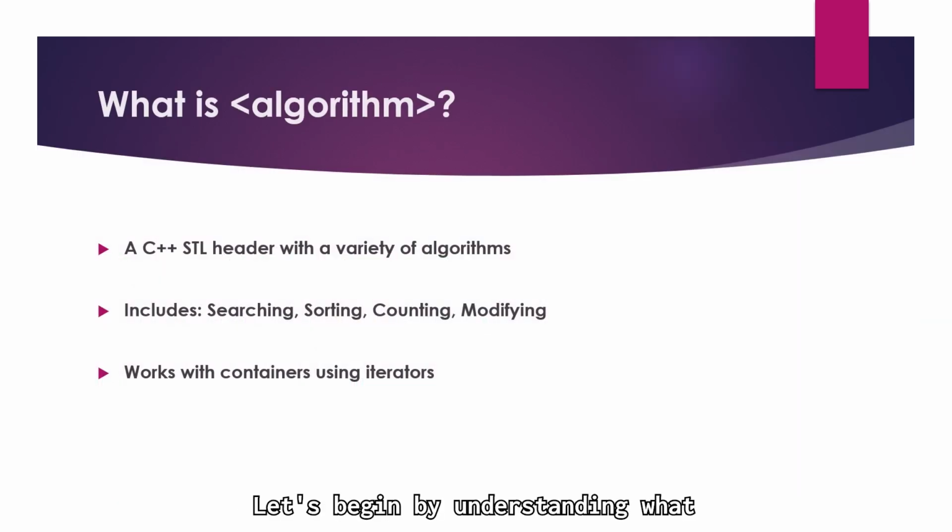Let's begin by understanding what algorithm is. It's a C++ standard header file that provides over 60 functions that work on containers using iterators. Think of it as a toolbox filled with essential utilities: sorting data, finding elements, counting frequency, removing duplicates, transforming sequences, and much more. These algorithms don't belong to the containers themselves. Instead, they operate on them, using iterators as access points. This design enables high reusability and separation of concerns. You will use containers to store and algorithms to operate.